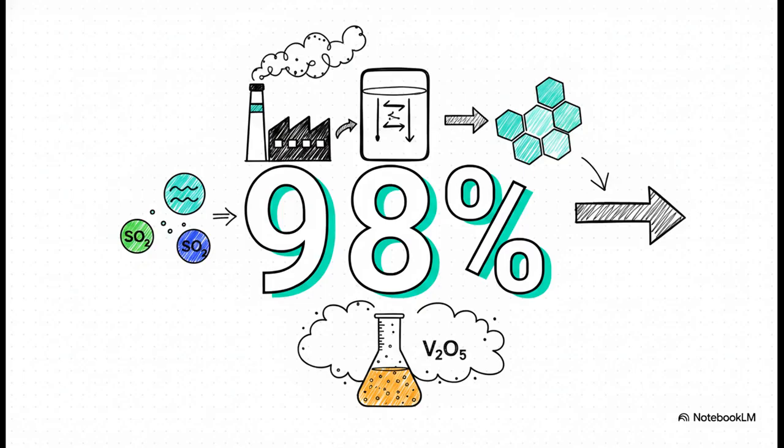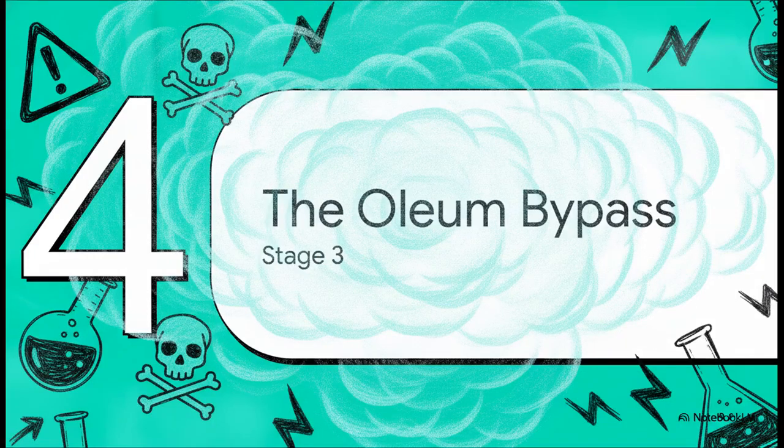By sticking to those specific optimum conditions and using that vanadium 5 oxide catalyst, the factory achieves an absolutely staggering 98% conversion rate of sulfur 4 oxide into sulfur 6 oxide. It is a total triumph of industrial chemistry. All right, let's head into section 4, the oleum bypass.